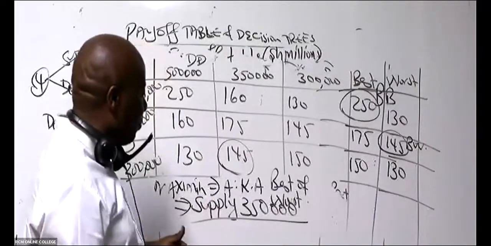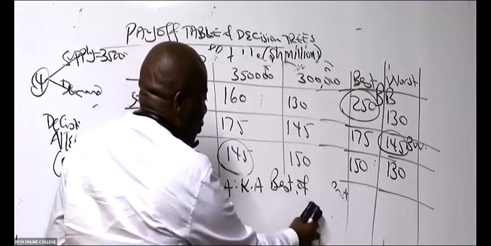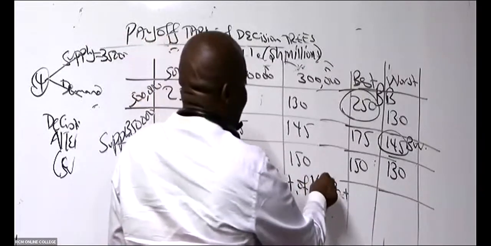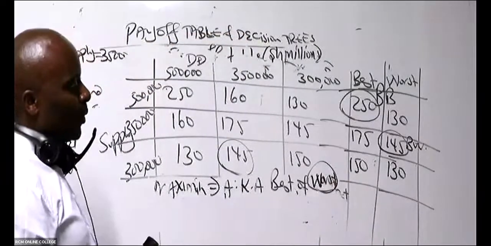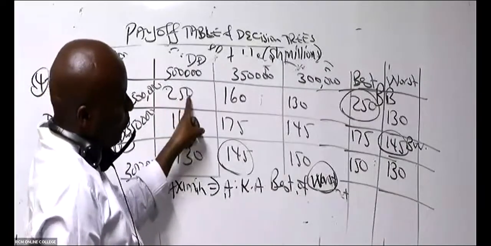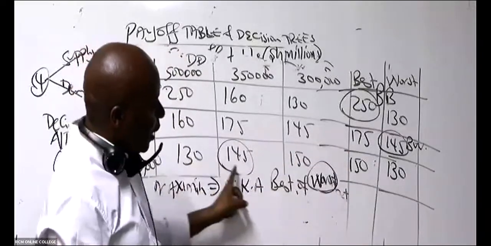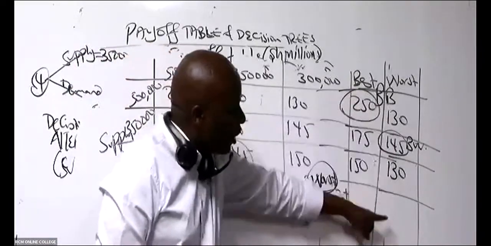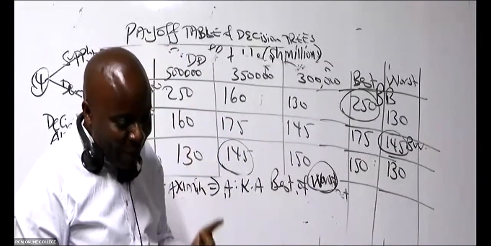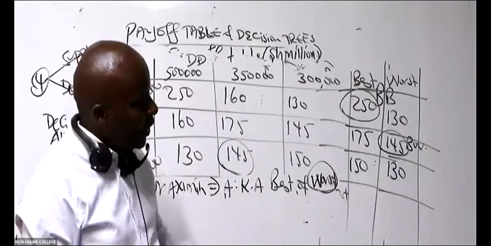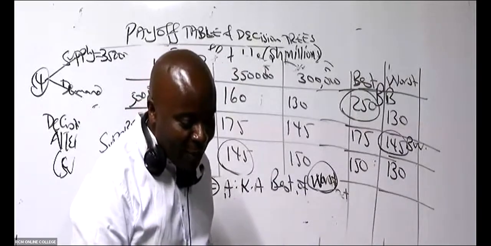So somebody wants me to repeat. Remember the moment you see max mini, max mini means what here? Best of the worst. And remember, for the best of the worst, you start with the worst. The worst is the lowest profit. So the worst here was 130. The worst here was 145. The worst here was 130. Among the three, which one is the best of the worst? 145. Good questions were being asked there by students.